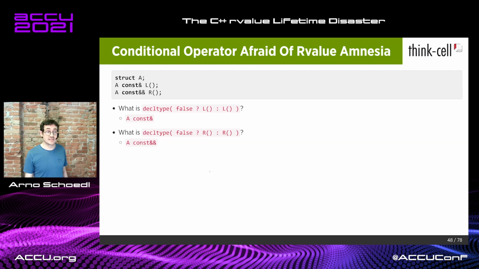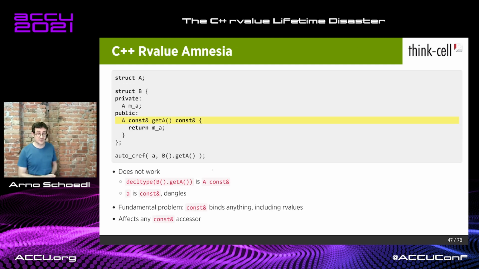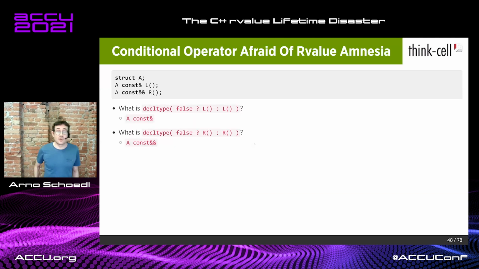So let's look at this a little more. I actually call this rvalue amnesia. Why do I call this rvalue amnesia? Because going through get a, C++ forgets about the rvalueness. It just binds to the lvalue reference, and then the rvalueness is gone. And all we have is lvalues, and the lvalue is always good, and we think it's a long lifetime, but it's not. So let's see how other parts of C++ deal with this.